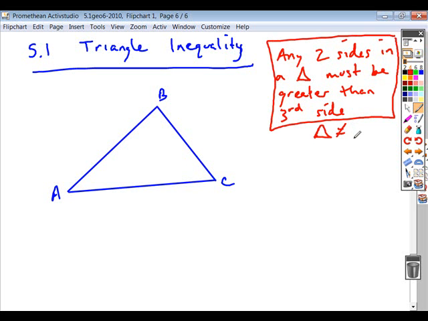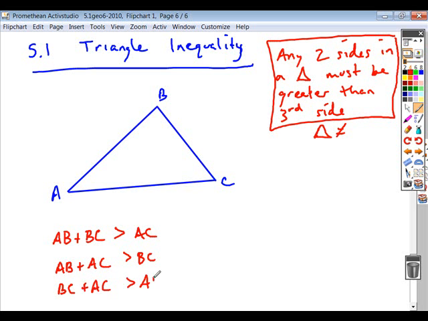It's abbreviated with just the triangle symbol and then an inequality symbol, or not equal to symbol. And what this basically is saying is the following. In this triangle, AB plus BC has to be greater than AC. Now, in addition to that, AB plus AC has to be greater than BC, and BC plus AC has to be greater than AB. All of those relationships have to hold true.